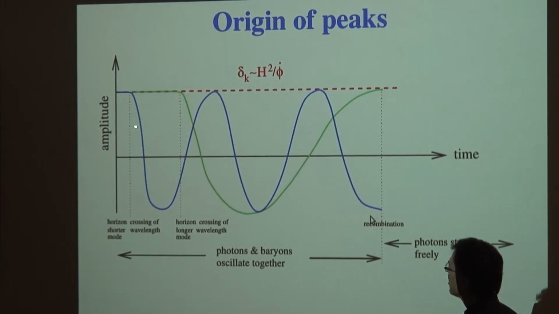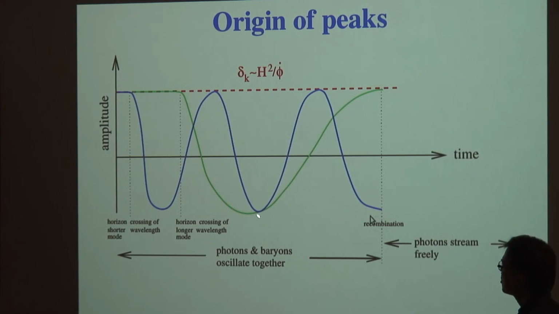So a short wavelength mode crosses the horizon earlier, starts oscillating with a certain amplitude. And then at recombination, that's when it starts streaming freely, and we can see the effects of a photon that was influenced by that perturbation. A longer wavelength one doesn't start oscillating until it crosses the horizon a little bit later.